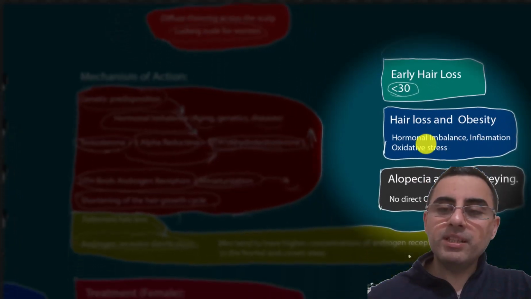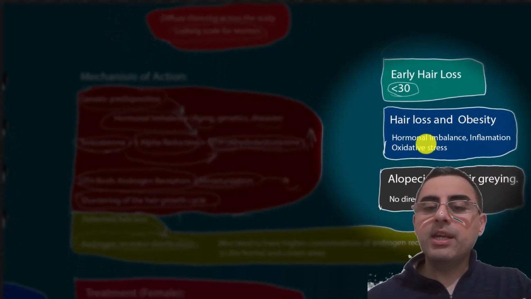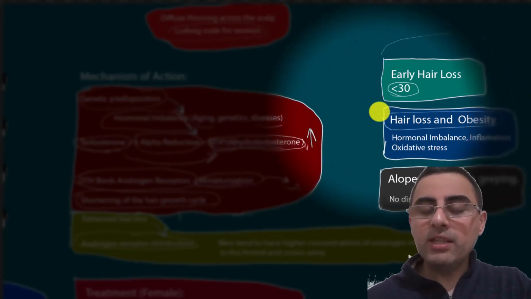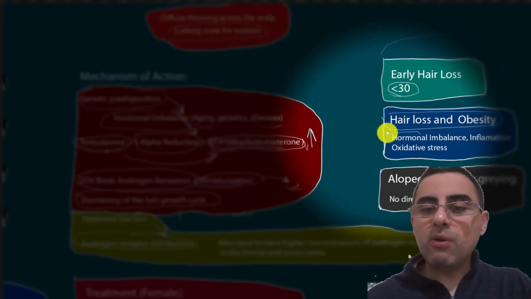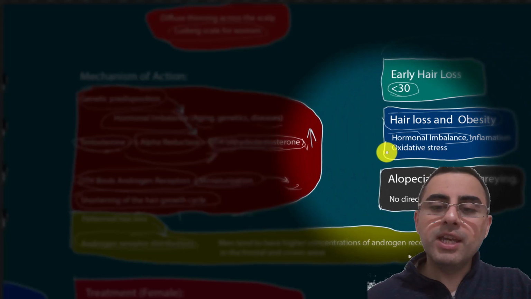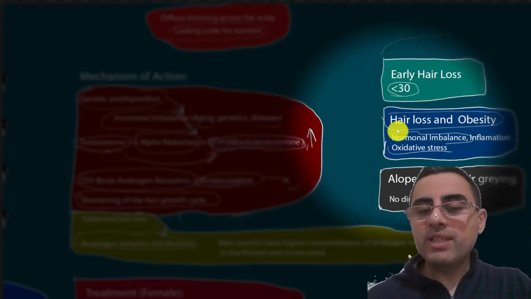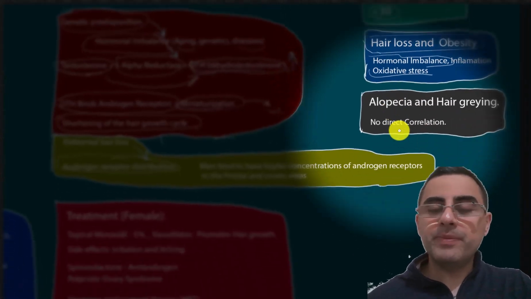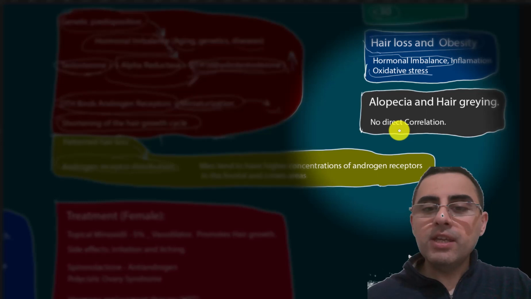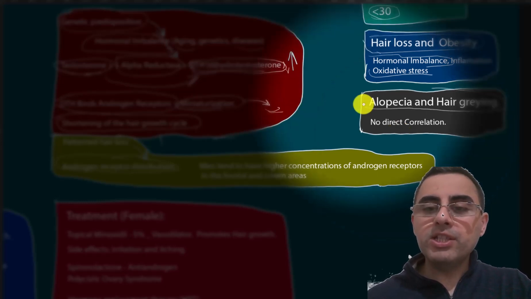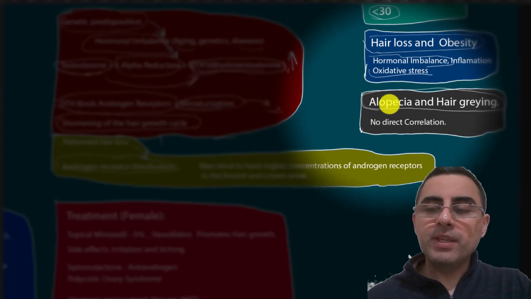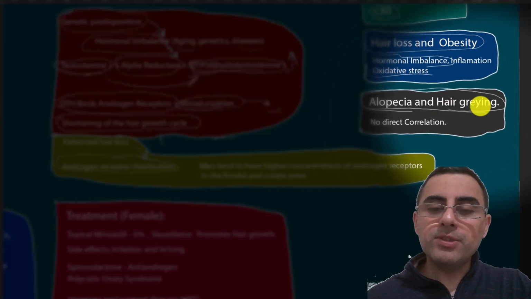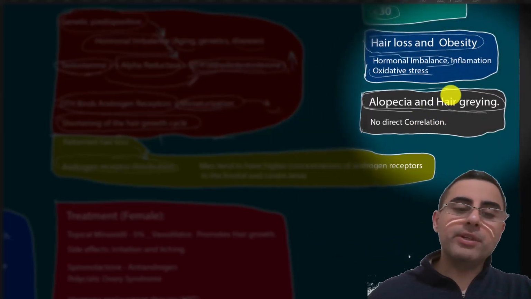Hair loss and obesity, how much they are correlated? There is direct correlation between hair loss and obesity, and it is thought that it's because of hormonal imbalance, inflammation, and oxidative stress. Obesity increases risk of hair loss and androgenic alopecia. Third question is if alopecia has direct correlation with hair graying. Even though alopecia and hair graying both are age-related, they have no direct correlation.